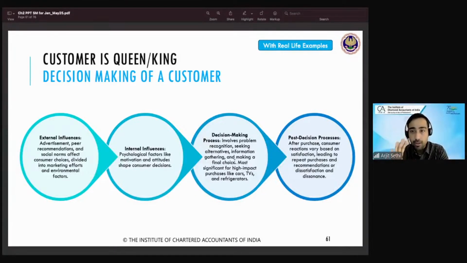Number four, after you have bought it, the consumer reactions are based on the satisfaction, which leads to either a repeat customer or they will just become an external influence for others. Post decision making after buying, they will either become a good or a bad external influence for somebody, or they will become a repeat customer for you. Anything can happen. So you have to be very careful in product.